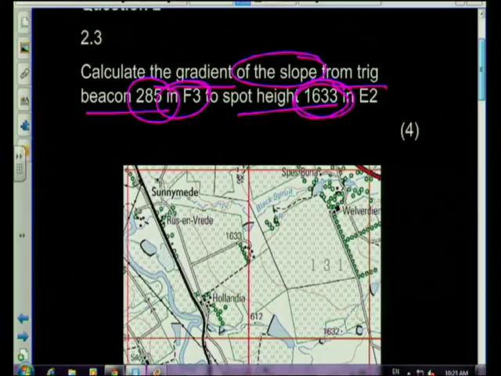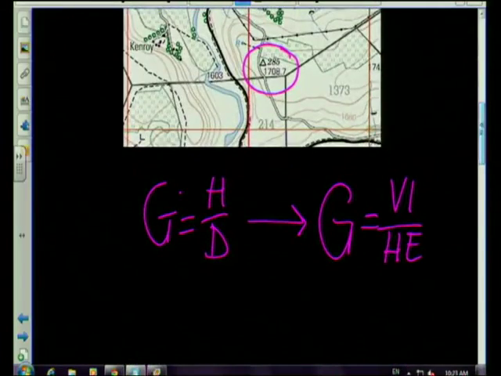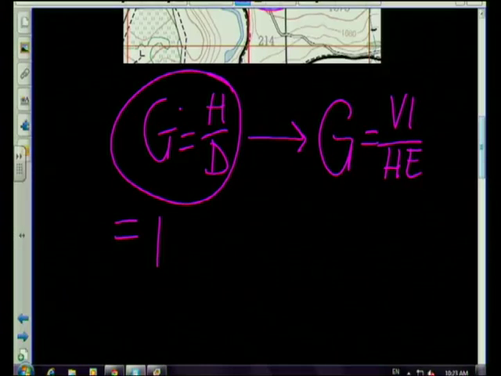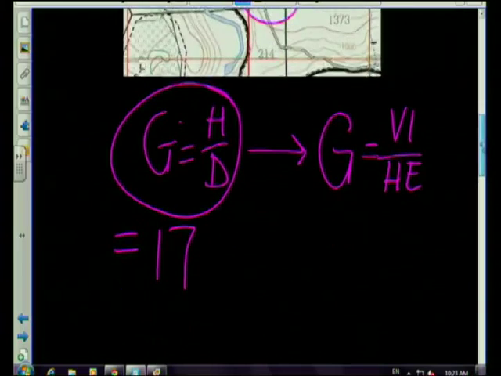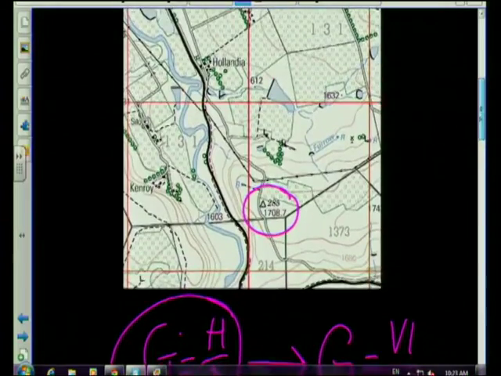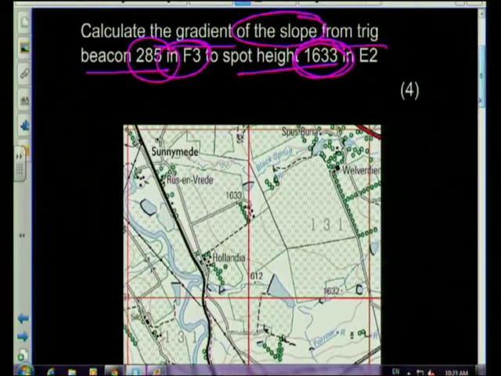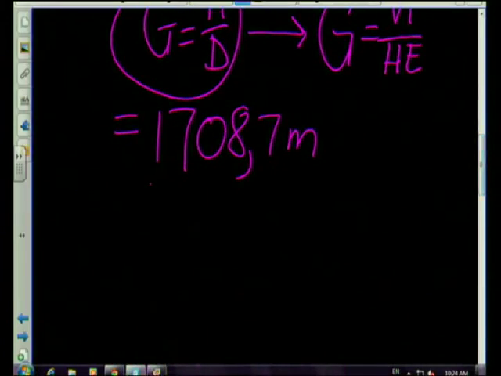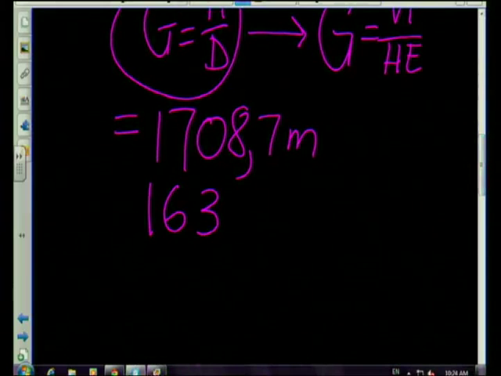So, what do I do? I'm going to use the formula gradient is equal to height over distance in order to simplify this concept for you. We were given two heights. Let's look at the two heights. The first height is 1708.7 meters. Our second height, as you can see on the map and in the question, is 1633. Here's that height over here. Height number one, 1708.7, and our second height is 1633.